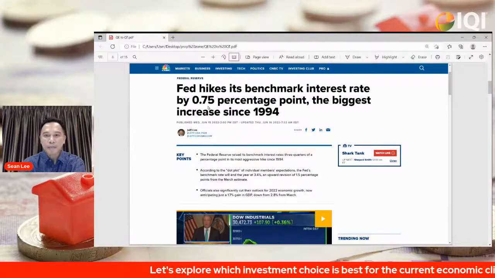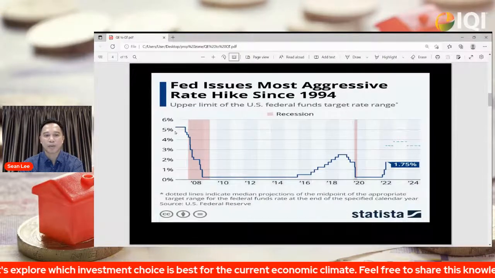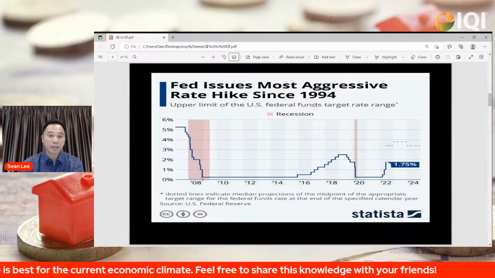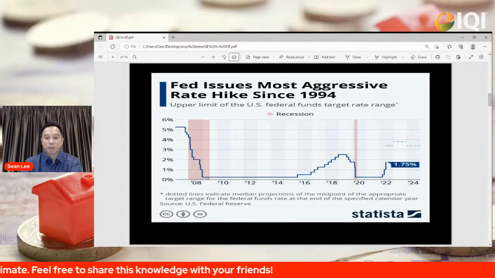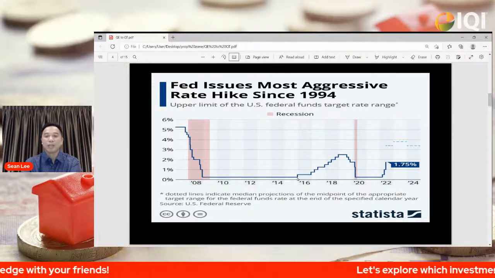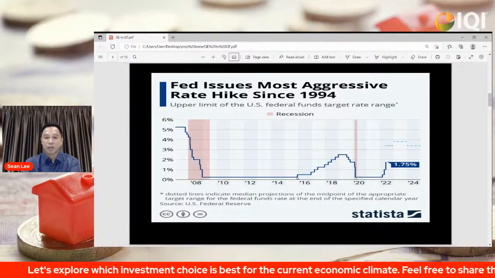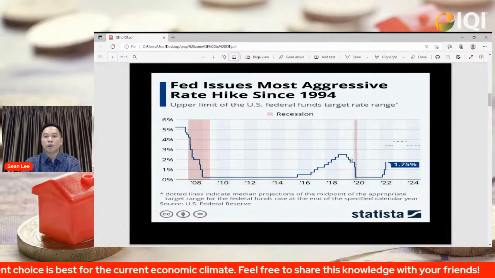Okay. Now, if you put the things in the context in the graph, you will see, since the Lehman Brothers crisis, the subprime crisis, the US interest rate has remained low at 0.25% for quite a number of years. So in other words, the US is actually accustomed to a very low interest rate for quite a number of years, as you can see here. And then they slowly adjusted the rate until the COVID hit.